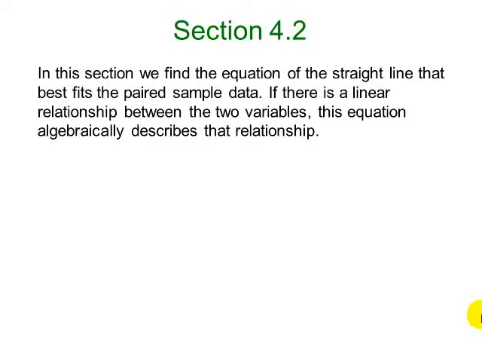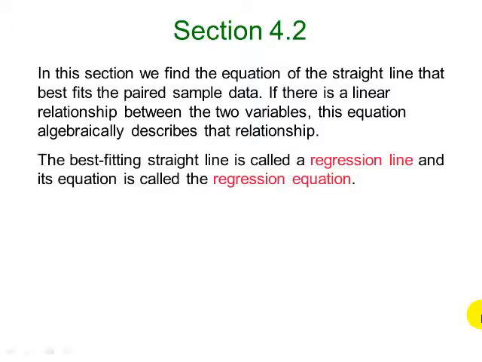In this one, we're going to find the equation of the straight line that best fits our paired sample data. If there is a linear relationship between the two variables, this equation will algebraically describe that relationship. This best fitting straight line is called a regression line, and its equation is called the regression equation.